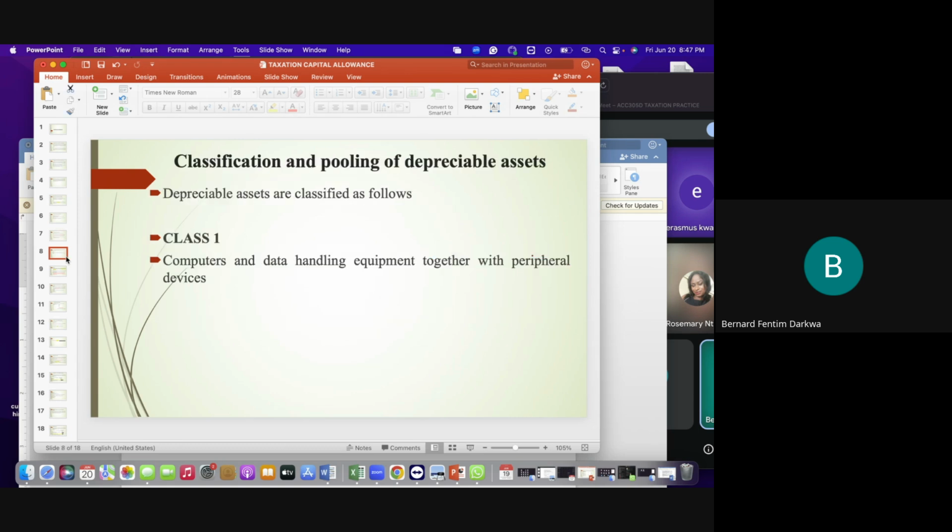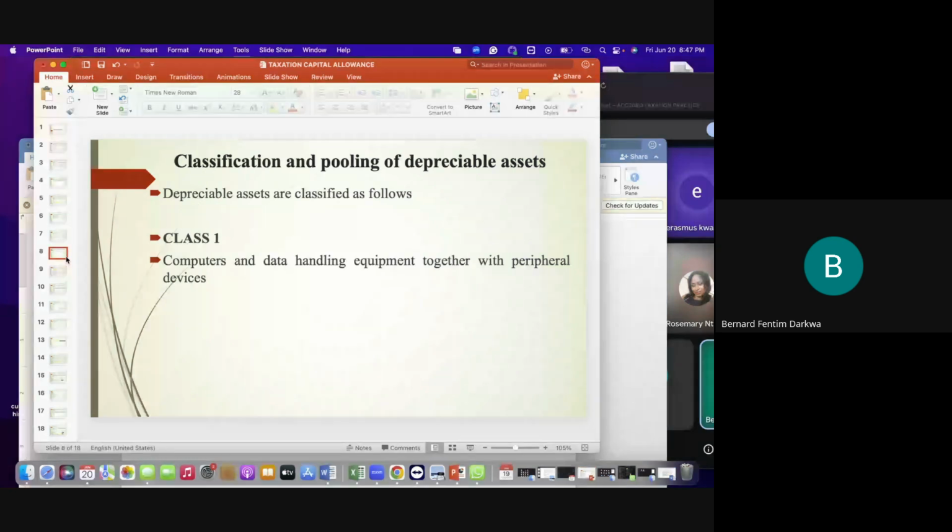Now, capital allowance is a very simple concept, but the problem that students normally face is your ability to classify the assets into the right classes. Sometimes you don't take care, you place an asset that is in class 2 in class 1, or you place class 1 assets in class 2, then you are going to have a problem.